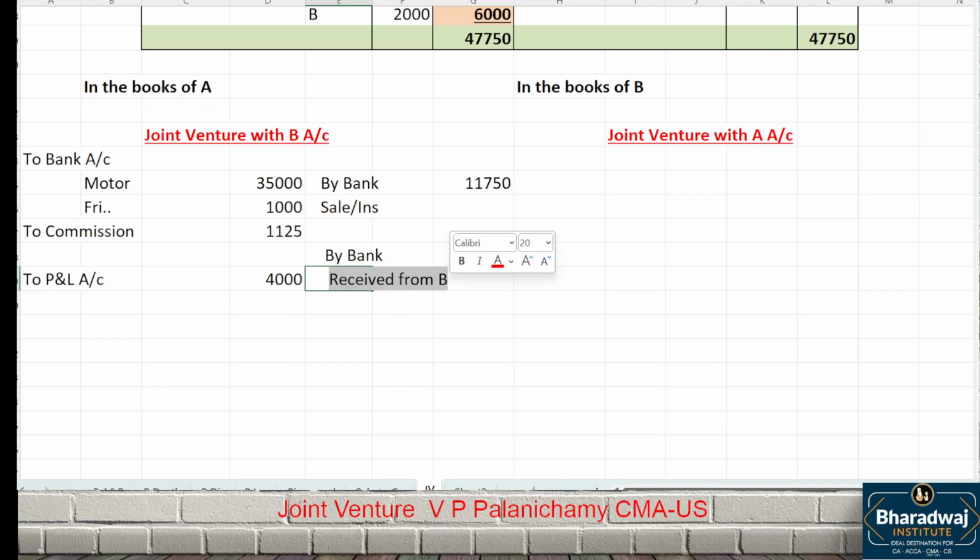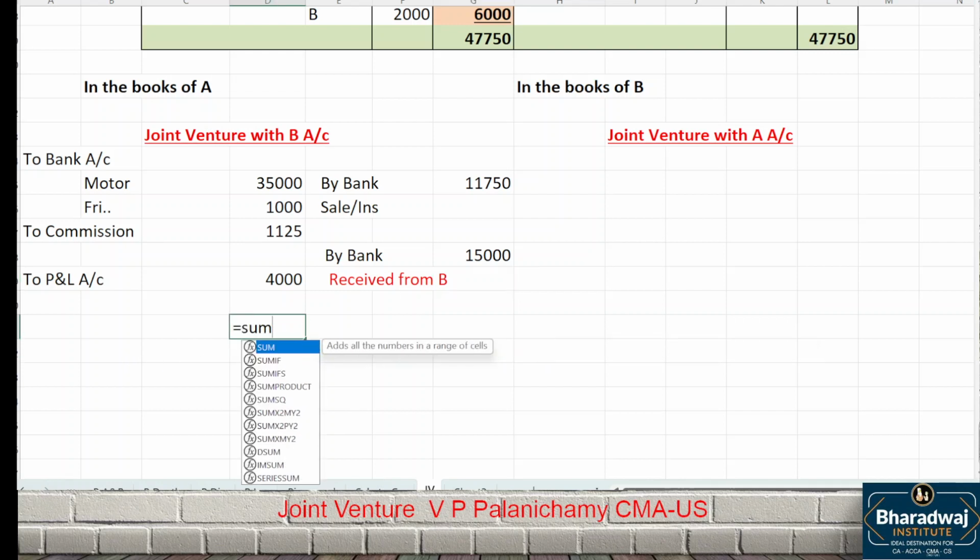How much advance have we received? Received from B 15,000. Please remember, it is not an income or expense. It is a transaction between two parties. Tally this, pay attention.